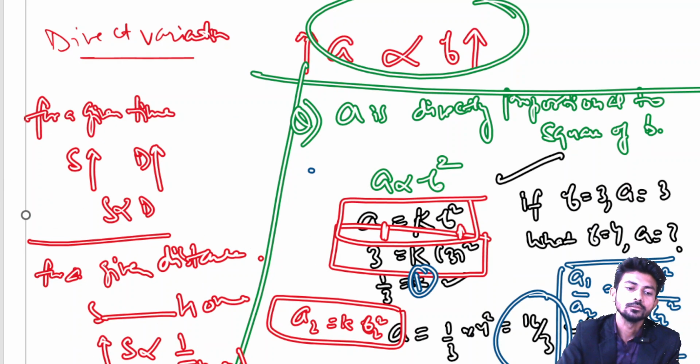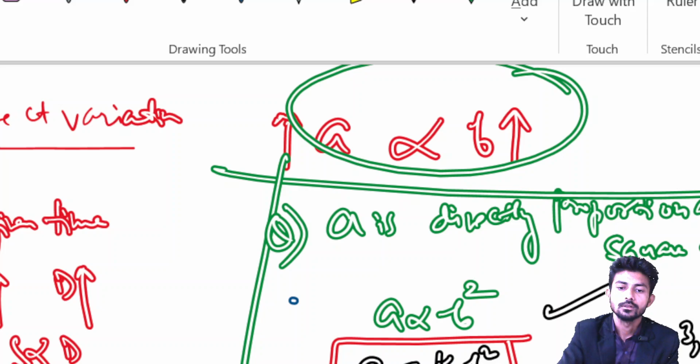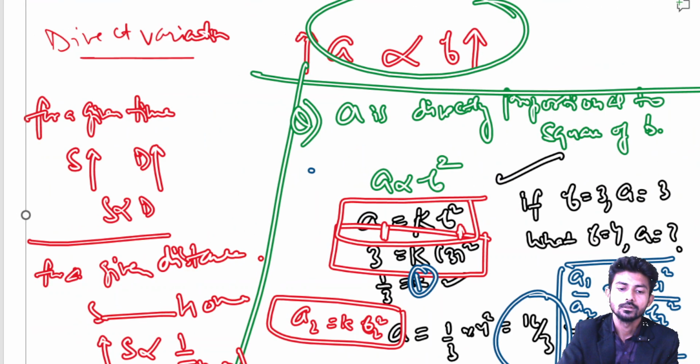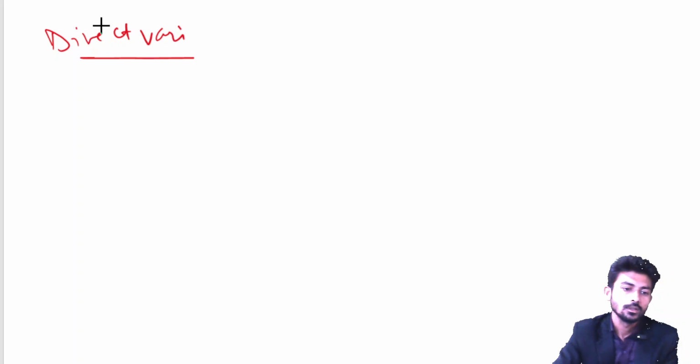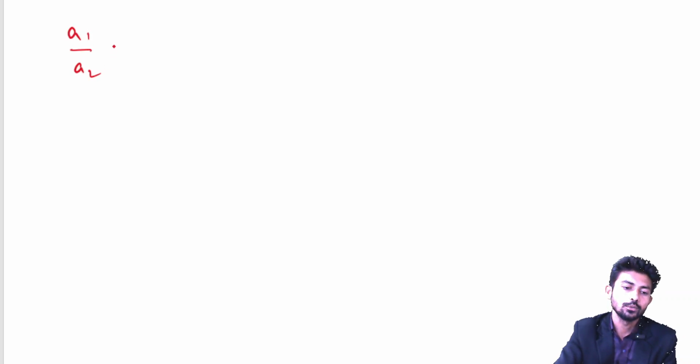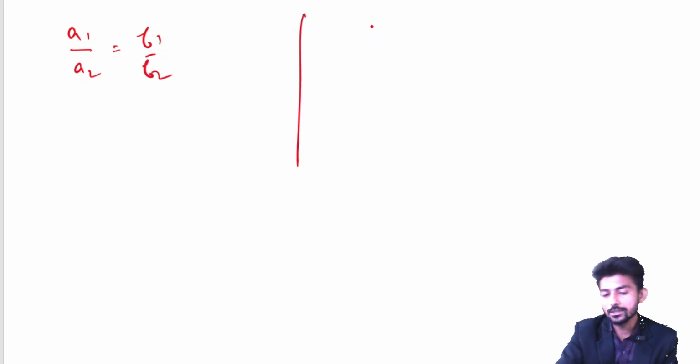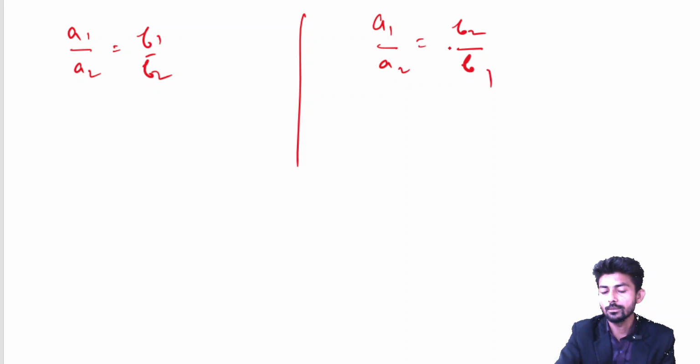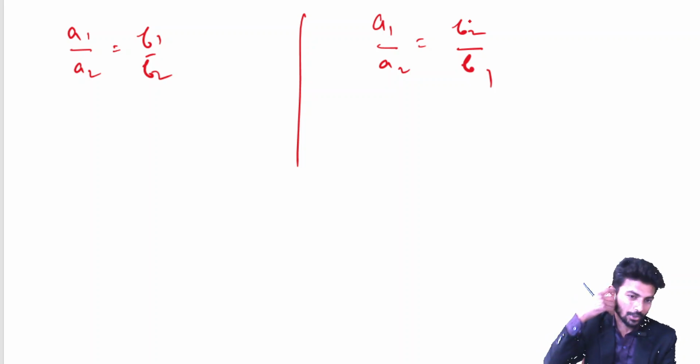In short, we also write it like this. For direct variation, we can write A1 by A2 is equal to B1 by B2. And for inverse or indirect relation, we write the reverse one: A1 by A2 is equal to B2 by B1. Here it was B1 by B2, and here it is A1 by A2 is equal to B2 by B1. So this is the reverse one.